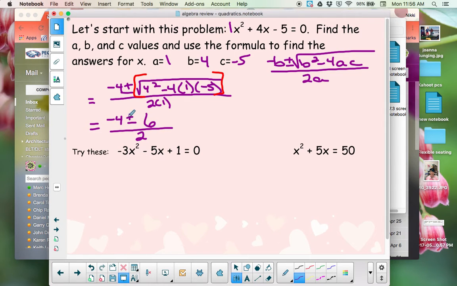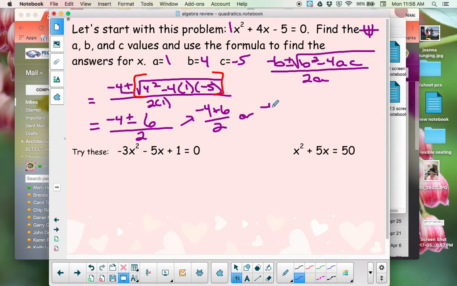Okay, now's when we're going to deal with the plus or minus part. Because since quadratic equations give you parabolas, or that U shape, they usually cross the axis in 2 places. So you're going to get 2 values, usually. Not always, but most of the time. So this is where we split it up, and this is how we're going to get 2 answers. One where we use the plus, and one where we use the minus. So we're going to say one of our answers is negative 4 plus 6 divided by 2.